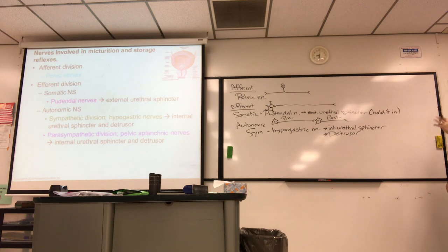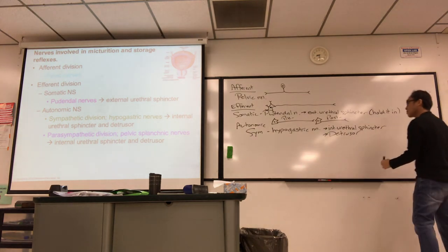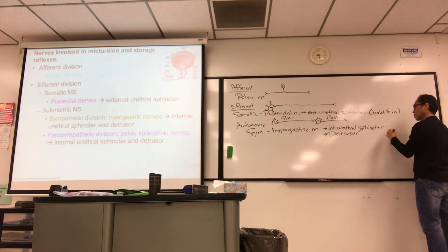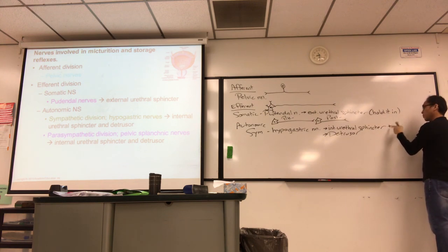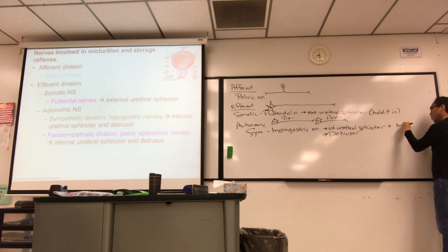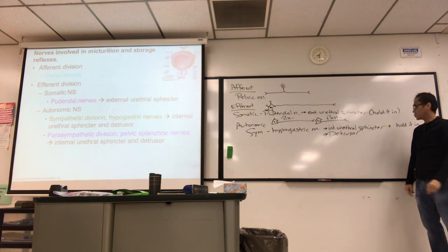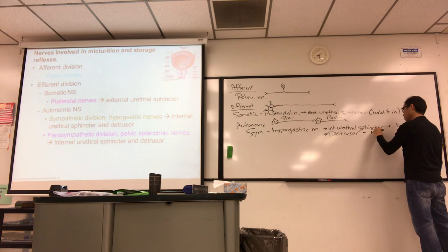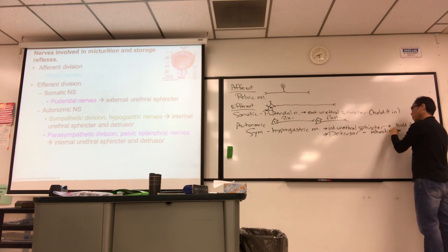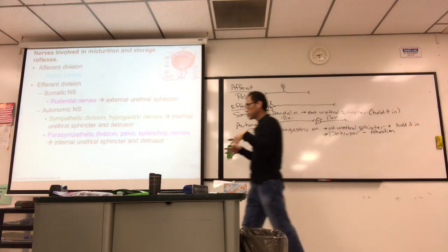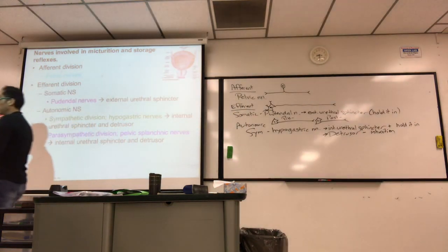Because the internal urethral sphincter, what it does is, this is going to help you hold it in. The sympathetic response helps in the storage reflexes. So for the sphincter, it'll contract. I'll put a plus sign for contract. That helps you hold it in. For detrusor, it's going to inhibit detrusor. So I'll put a minus sign for inhibition. Because that's the muscle of the bladder. You want to inhibit the muscle of the bladder if you're trying to hold it in.